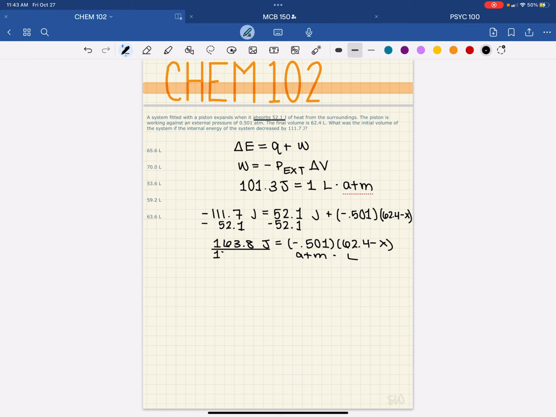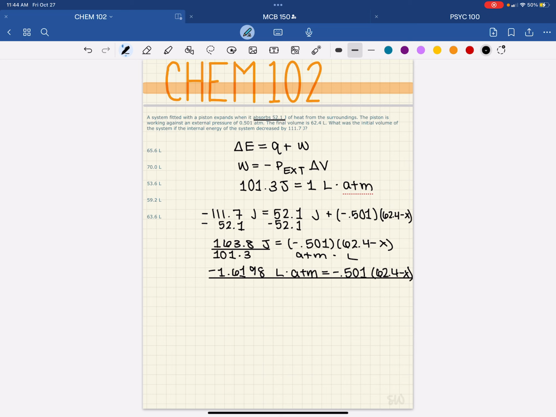So I'm going to divide by 101.3. That looks like a 7. That is actually meant to be a 1. 101.3. So I'm going to divide, and that's going to give me 1.6198 liters atmosphere equals negative 0.501 times 62.4 minus X. So then I'm going to divide by my negative P external.